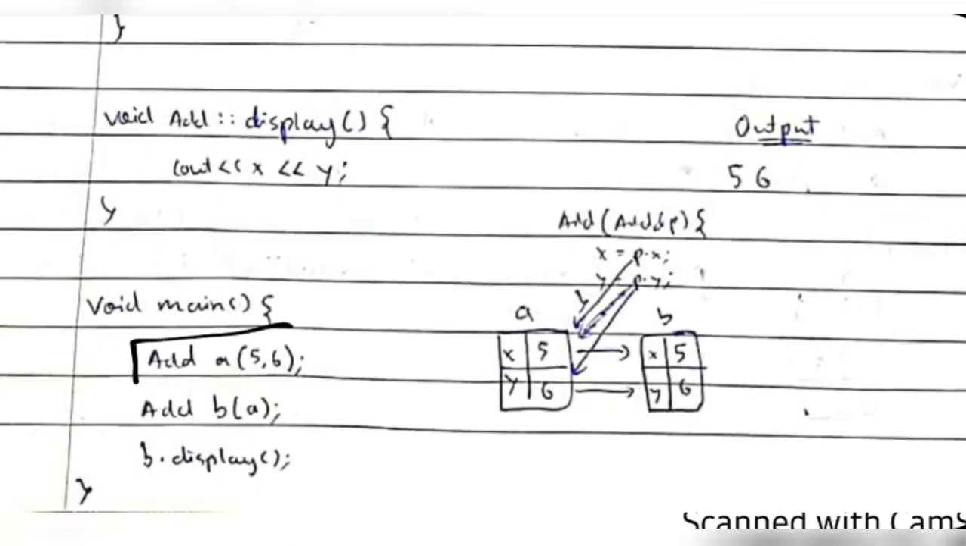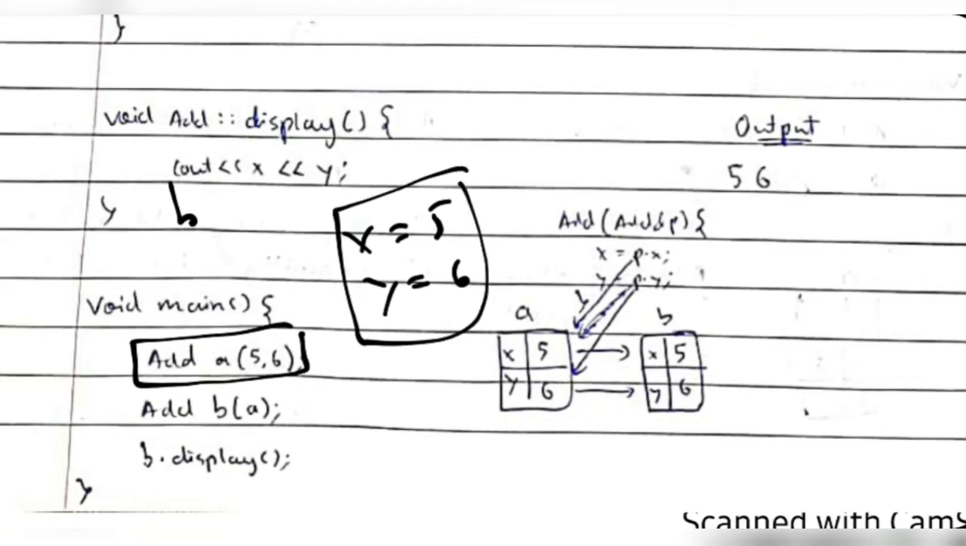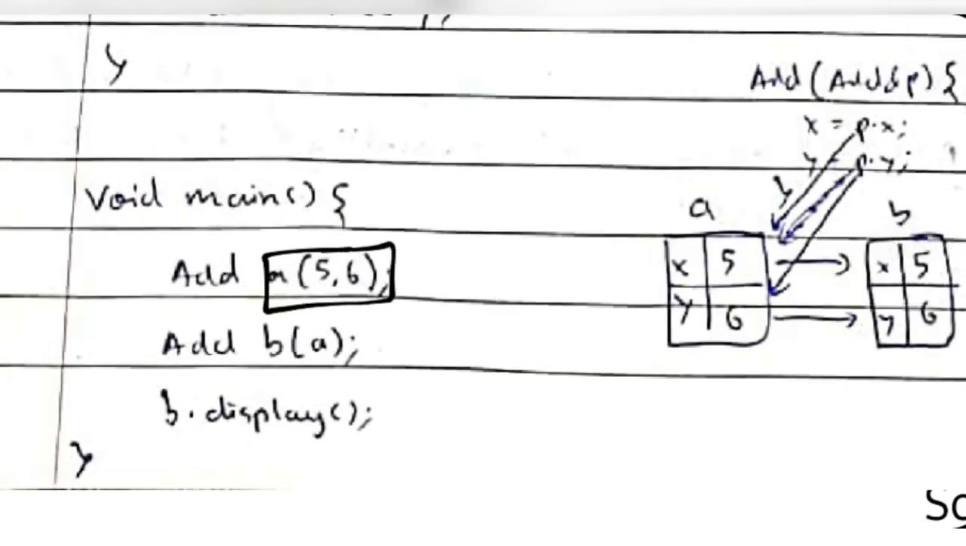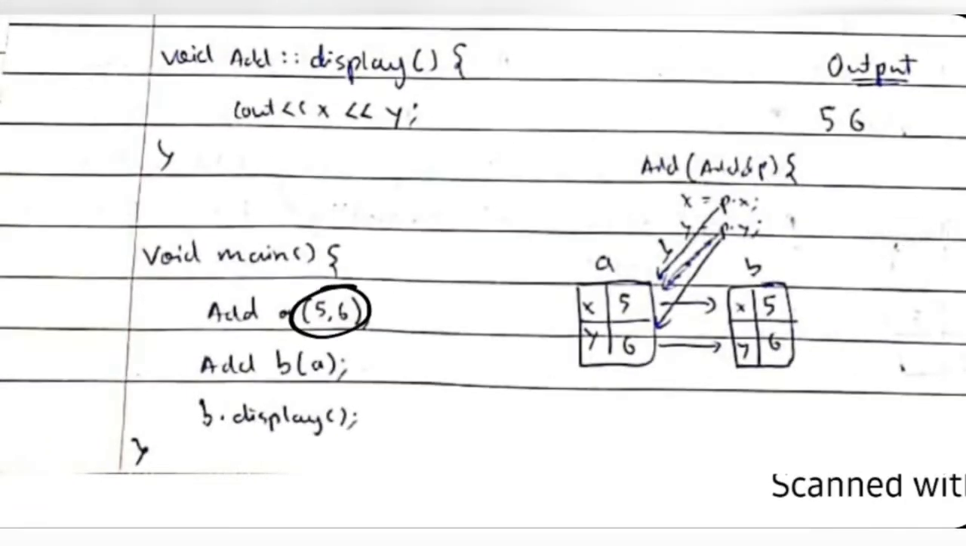I've created an object a which has the values of x as 5 and y as 6. Now if I want to create an object b with the same values of x and y which I have created in a, I can copy these values of a into b by using a copy constructor. In that, I'll pass the whole object of a while creating b. So b of a means a will be passed with the values 5 and 6.